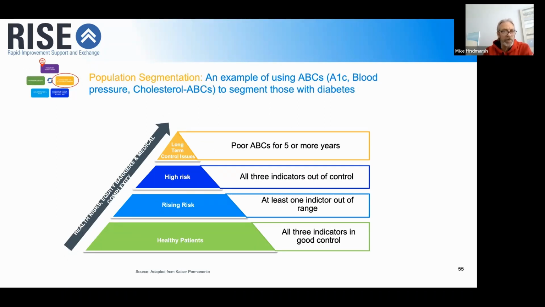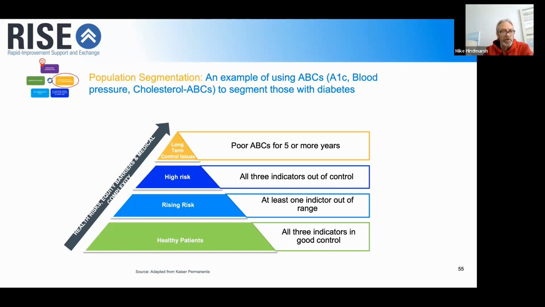Here, I know one particular practice in Victoria, BC, where all the providers on Victoria Island tracked the people that had all their A1Cs, blood pressure, and cholesterols in control. So they segmented the population that way. All indicators in good control were patients that were relatively healthy. Rising risk, one indicator was out of control.